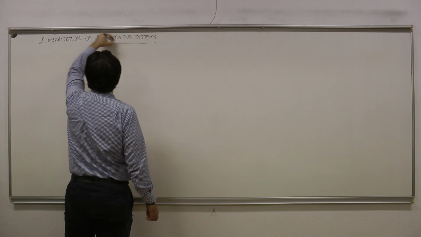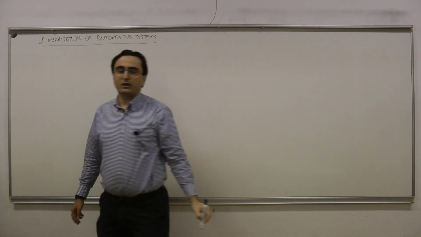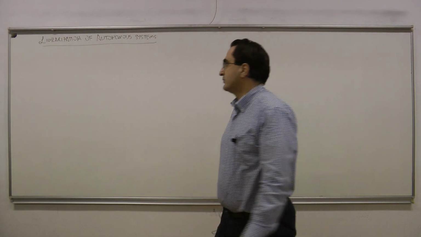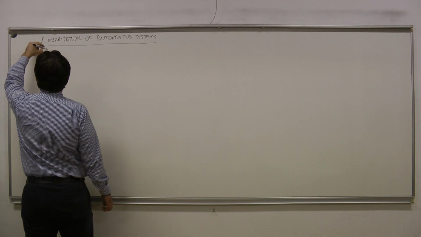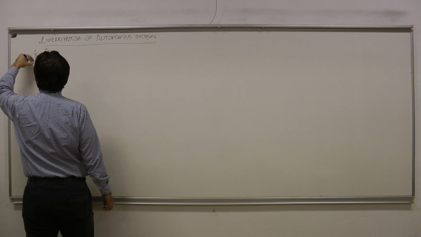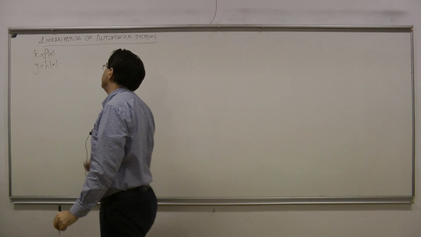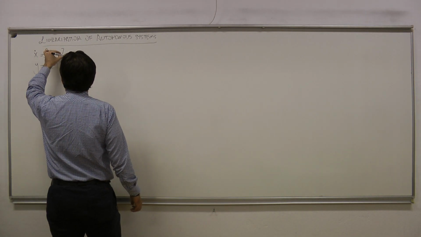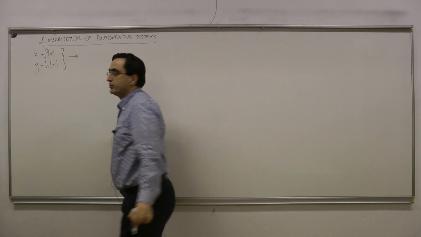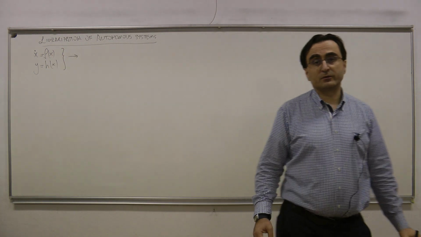In this case, we are talking about time invariant and unforced systems. So the system equation is looking like this. X dot is equal to f of x and y is equal to, I would say, h of x. And I would like to convert this system into an autonomous linear system, okay?